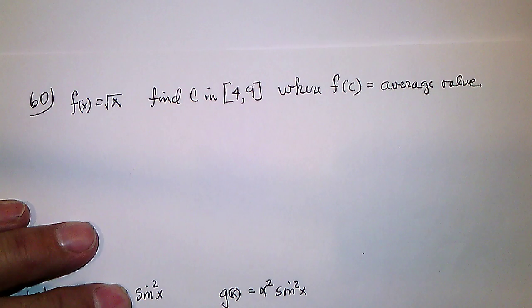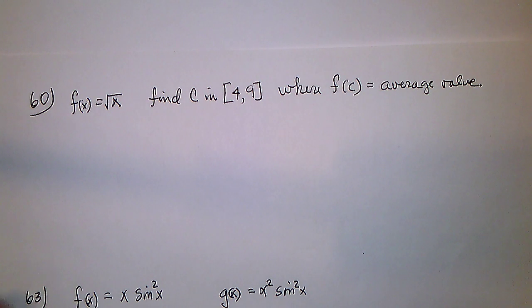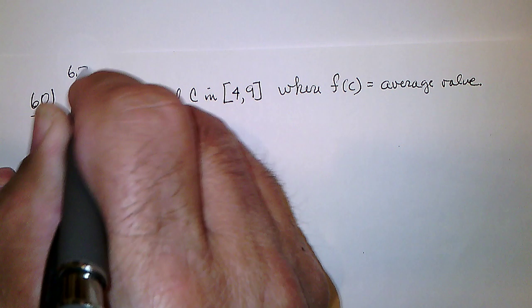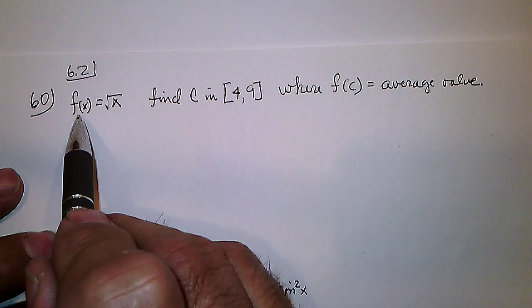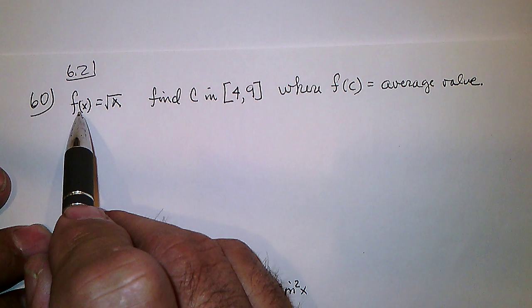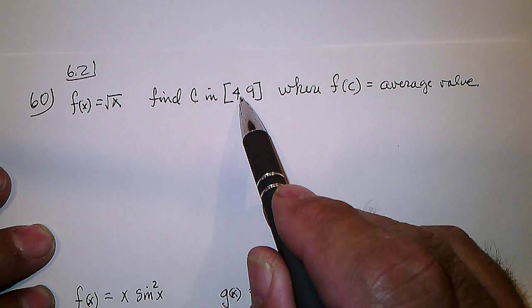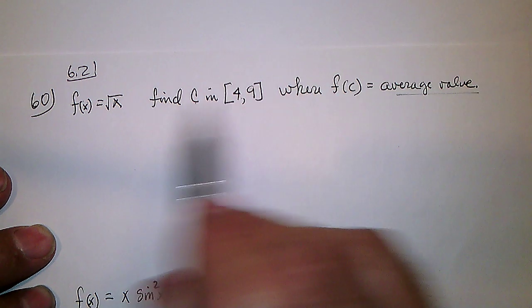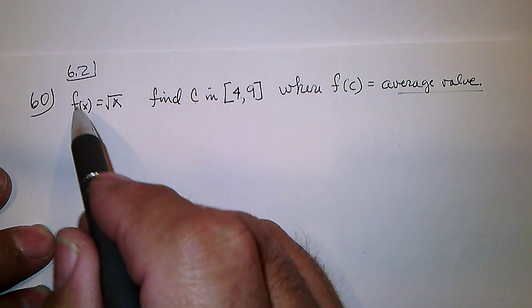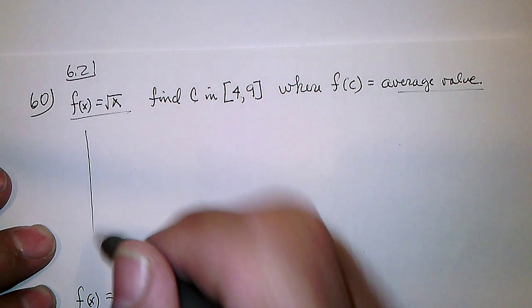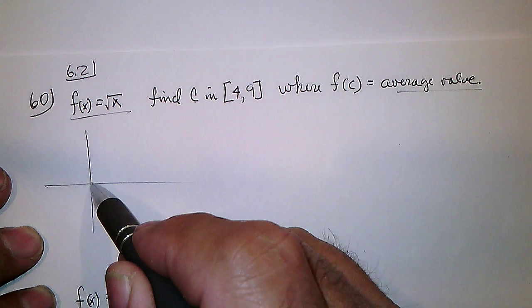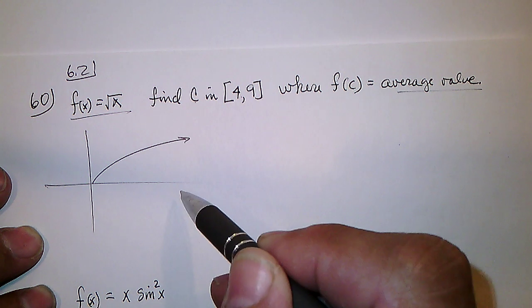I've got a couple more problems to do here on 6.2. It says, find a c in this interval, which is the average value of this function. So what does this look like? Square root of x, something like this.